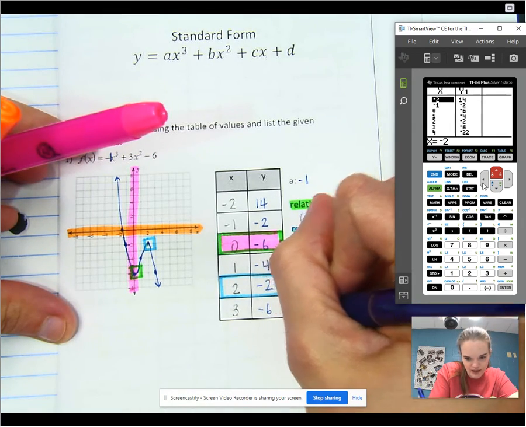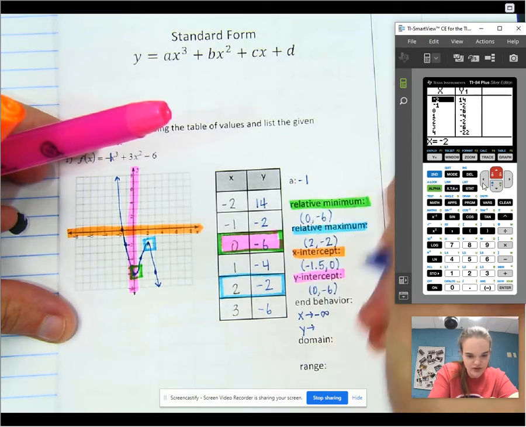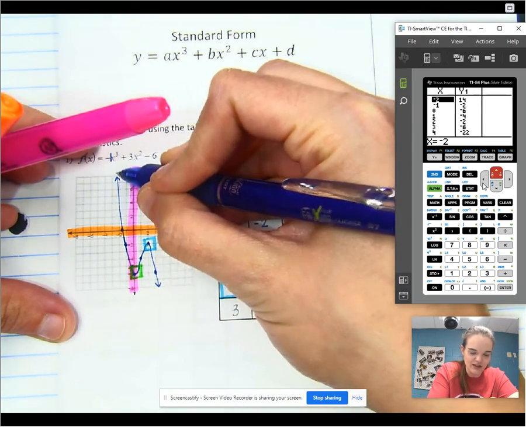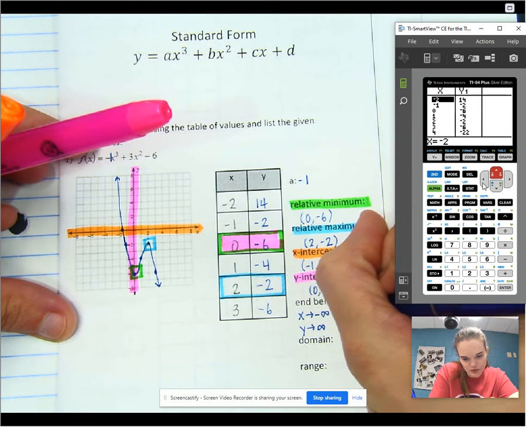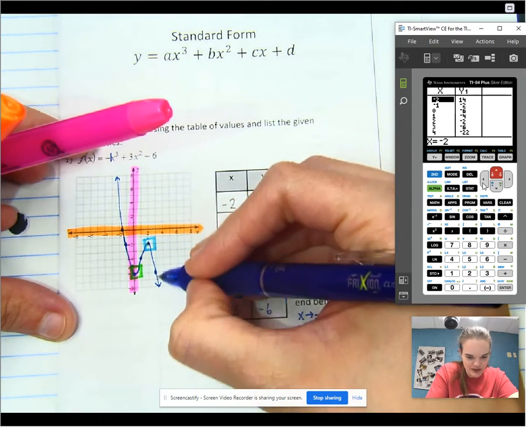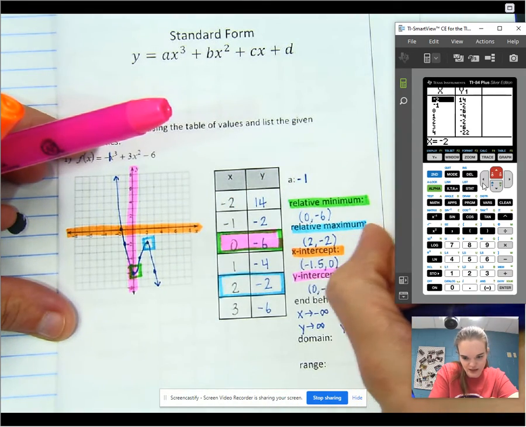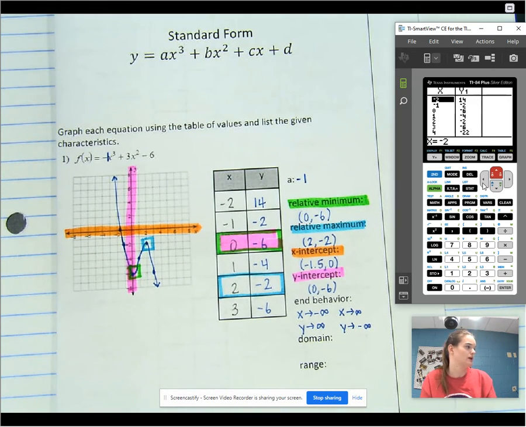In end behavior, when x approaches -infinity, this is the left side, it is going up, so y approaches positive infinity. When x approaches positive infinity, which is the right side, y is going down, so it approaches negative infinity. They will always be opposites for cubic functions.